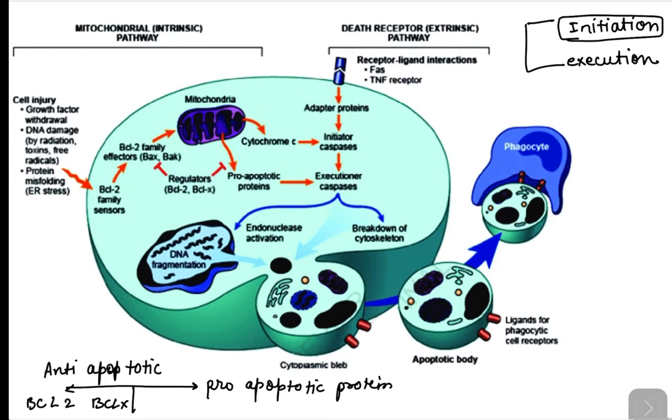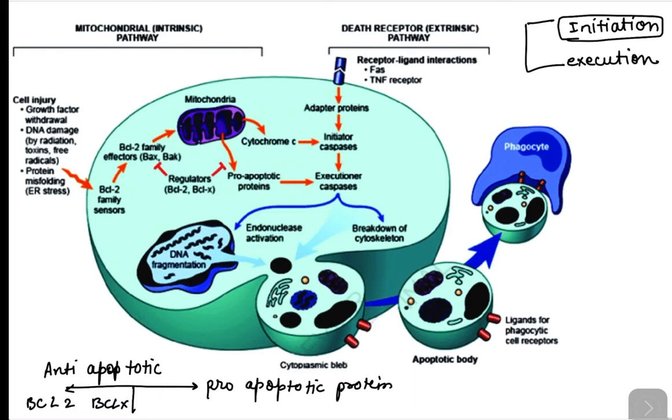So basically the first is the mitochondrial pathway. But let's see what happens in a viable cell. When there is no cell injury, there are survival signals like growth factors that attach to the receptor, which lead to the production of anti-apoptotic proteins, which will not lead to the leakage of cytochrome C.